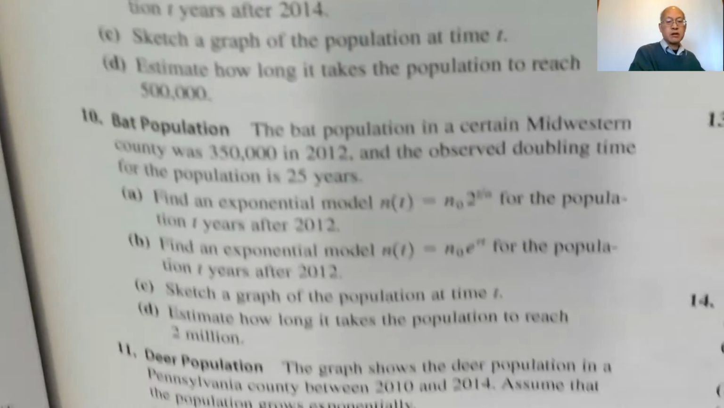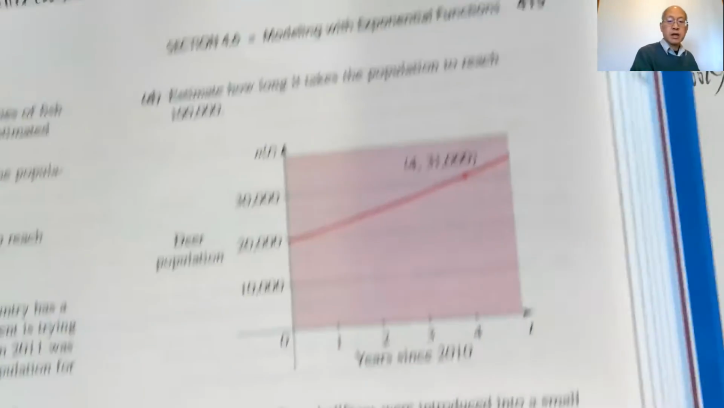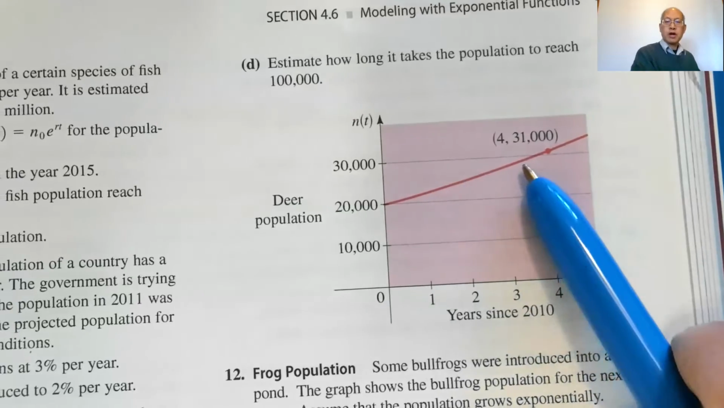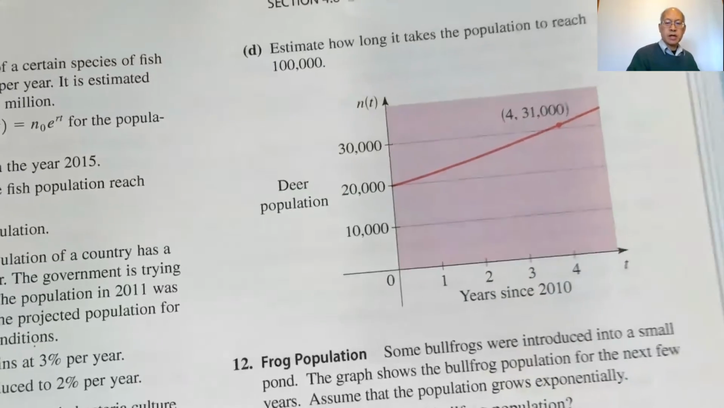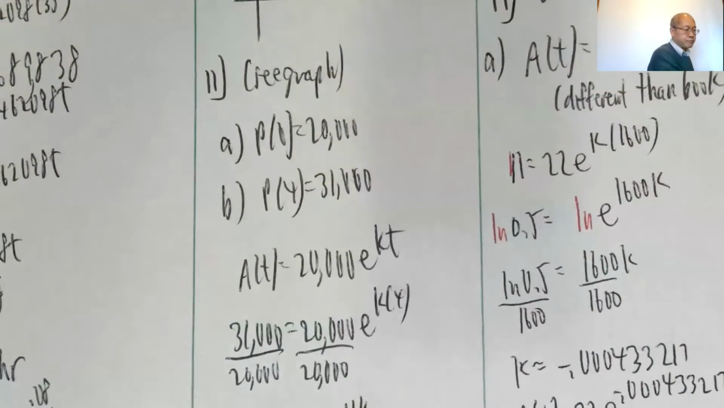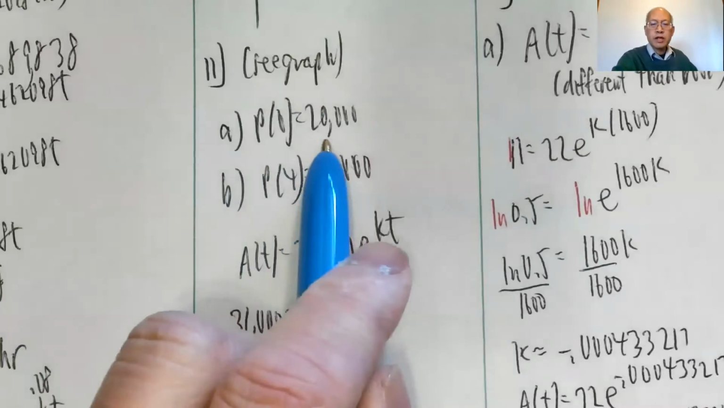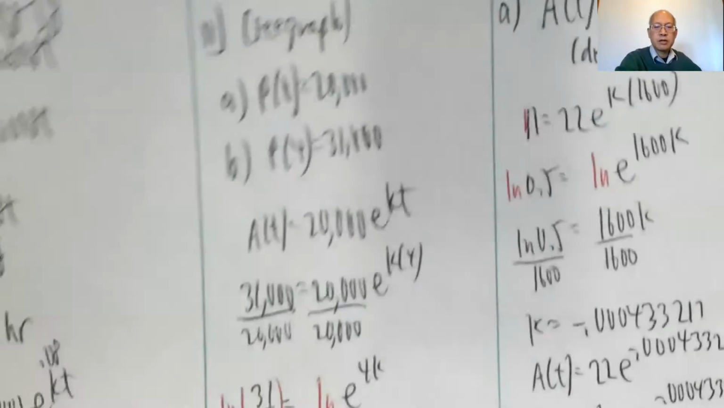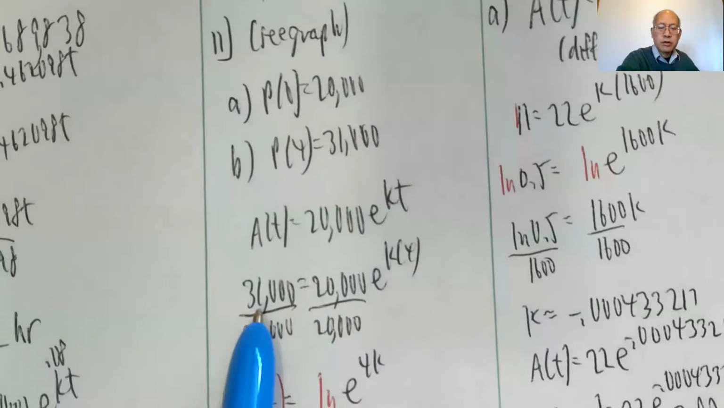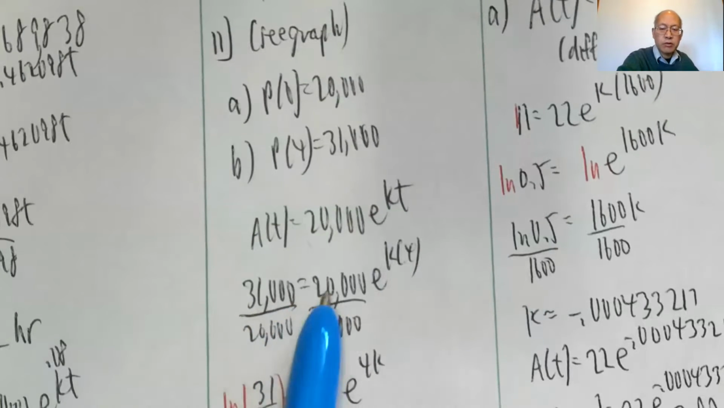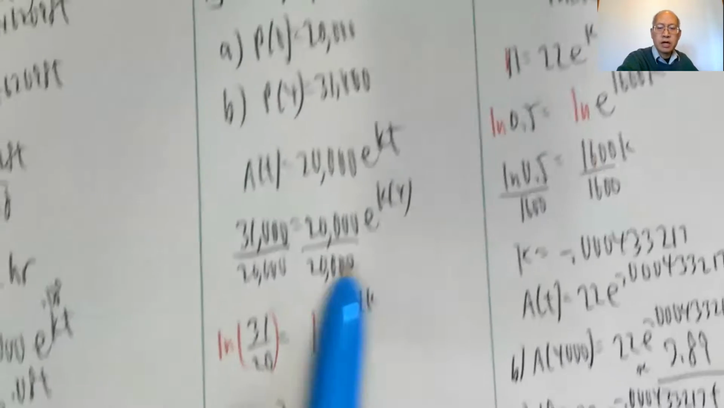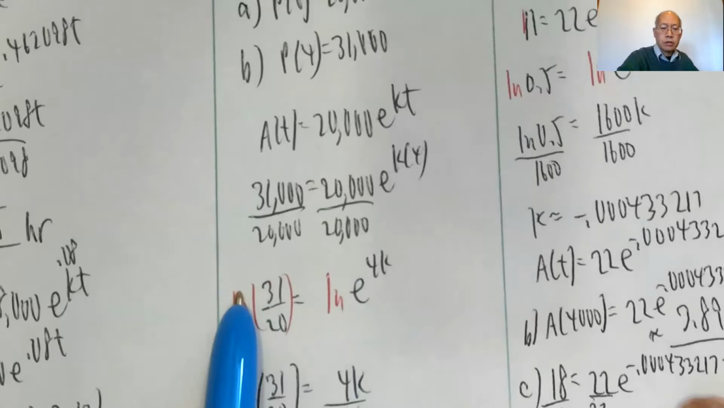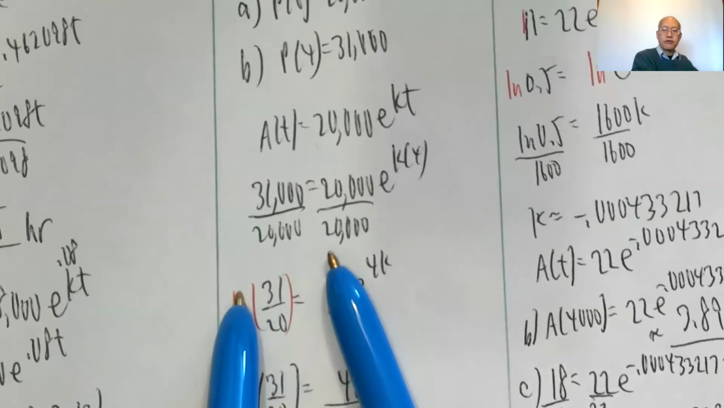So number 11, they're doing deer population. You have P of 0 is 20,000 and P of 4 is 31,000, and then they ask you all these questions about that. So 31,000 goes on the left-hand side, equals 20,000 e to the k times 4, divided by 20,000. 31 over 20 equals e to the 4k.